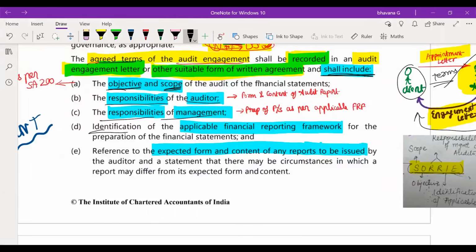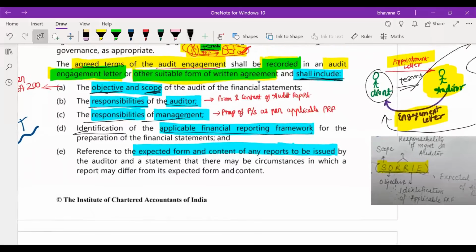Then you have to identify the applicable financial reporting framework for the preparation of financial statements. So for that company, you have to see what the applicable financial reporting framework is, identify that, and write it in the engagement letter. So at a later stage, you don't have confusion about which framework they had to follow. So you clearly state that this is your applicable financial reporting framework, and you write it in that engagement letter.